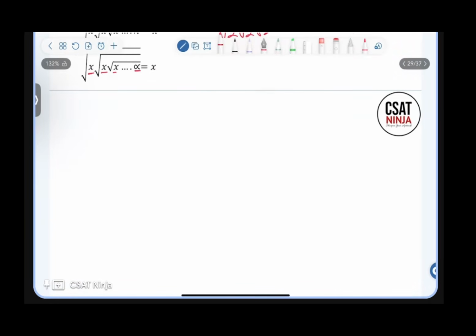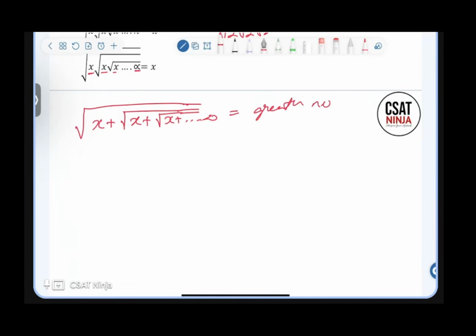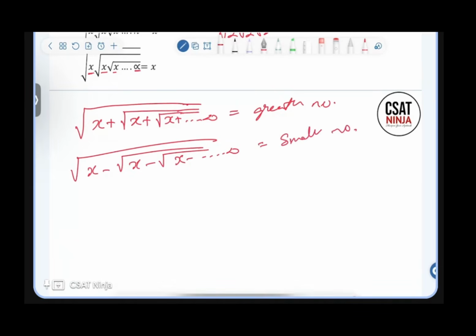Oh, I've missed out one term here. If you have x plus root over x plus root over x plus and so on till infinity, then if there's a plus sign, it will be the greater number. But what if you have a minus sign like this? x minus root over x minus root over x minus and so on till infinity, then it will be the smaller number. What do I mean by this? Let us take an example.